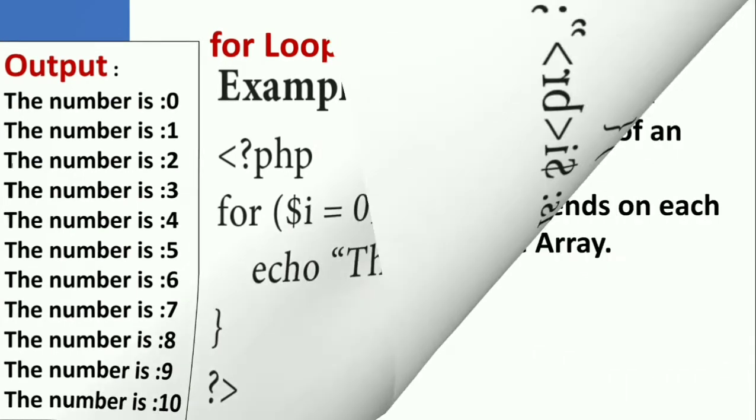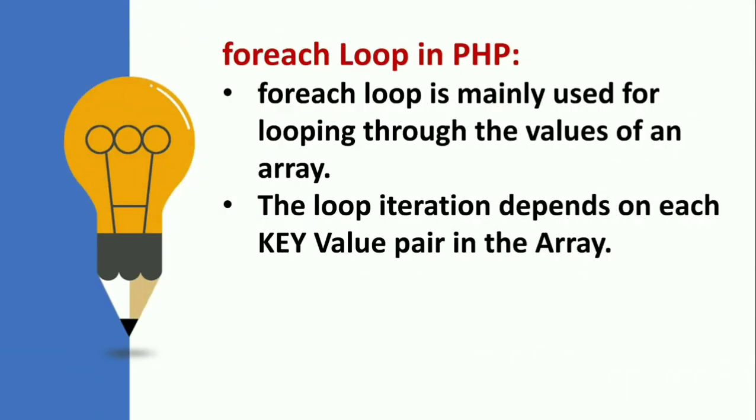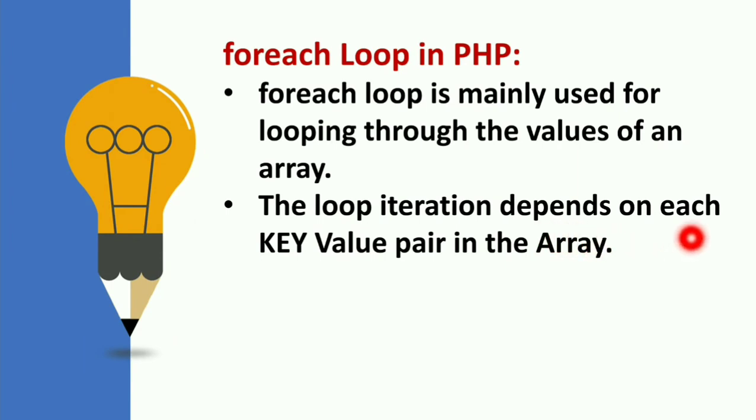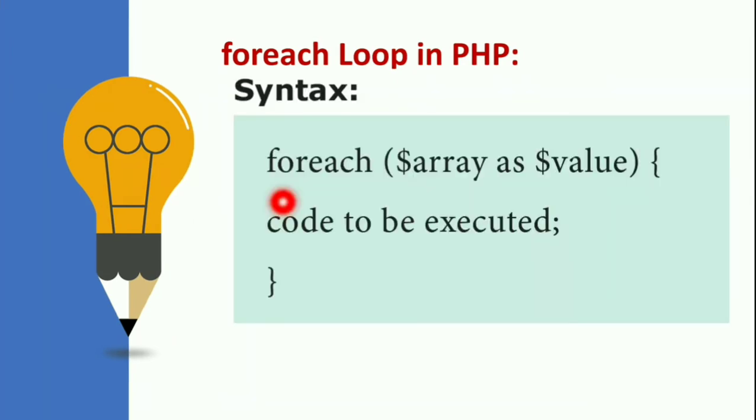So let's move on to the next loop, that is the foreach loop. The foreach loop is mainly used for looping through the values of an array, and the loop iteration depends on each key value pair in the array. So look at the syntax. foreach is the keyword, and we have to write it in lowercase. Inside the bracket we have to specify the array name and write as $value. Inside the open and close curly brackets you can write the code to be executed.